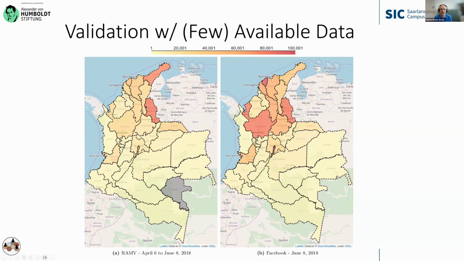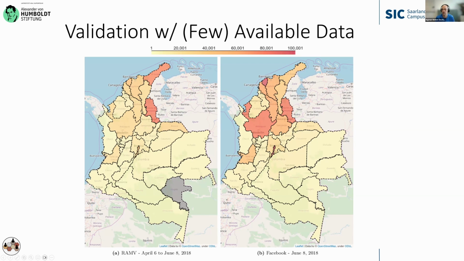For Norte de Santander, they are reasonably similar. Generally, both have higher numbers closer to the border, right? But if you go away from the border, if you look at Bogota, the capital region, then Facebook would suggest quite a bit higher numbers than in the official statistics.